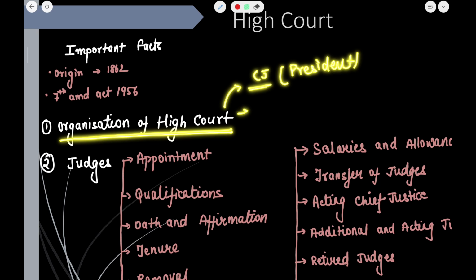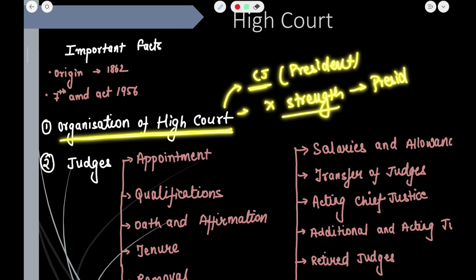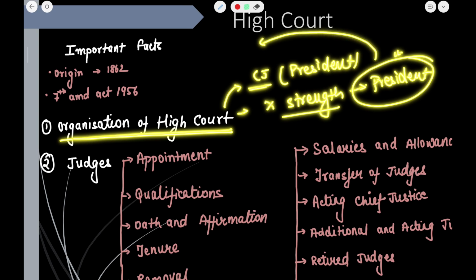This means that the Constitution does not specify the strength of the High Court, and it is up to the discretion of the President to determine the number of judges in the High Court. The President from time to time determines the number of judges in the High Court depending upon the workload. So this is an important fact you need to know.